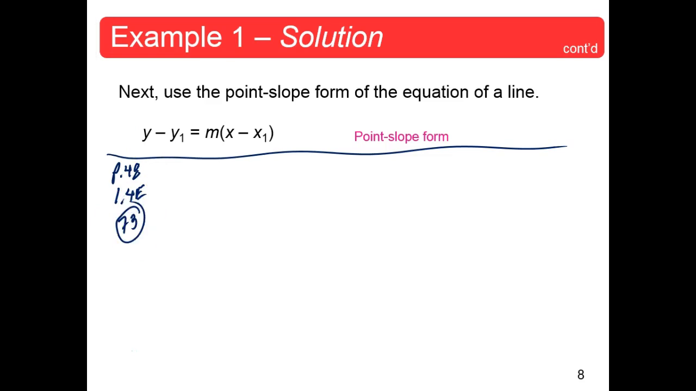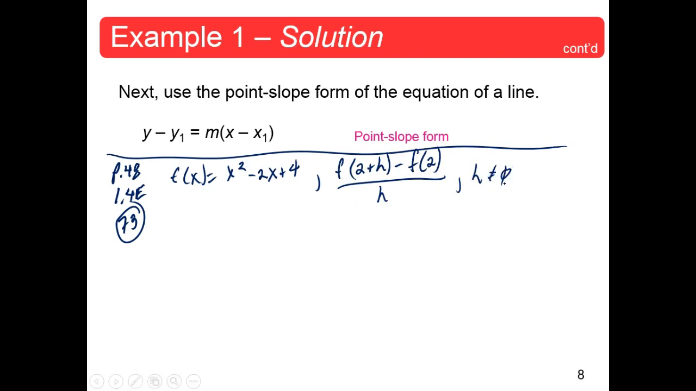In these exercises, find the difference quotient and simplify your answer. Pretty similar to what it asked for, right? So here's the function. F of x is equal to x squared minus 2x plus 4. And what they're asking for is f of 2 plus h minus f of 2, divided by h, as long as h is not equal to 0, because you can't divide by 0. So, where are you suggesting we start?